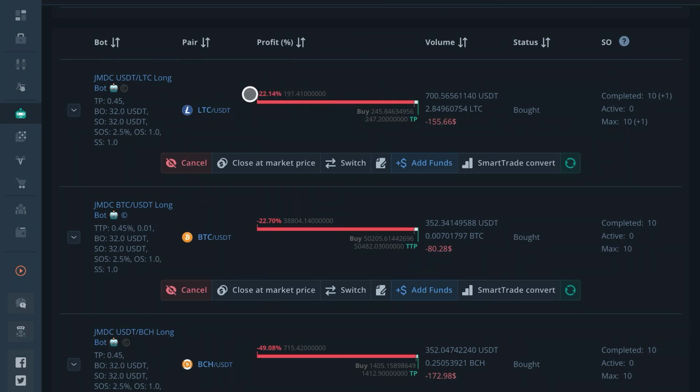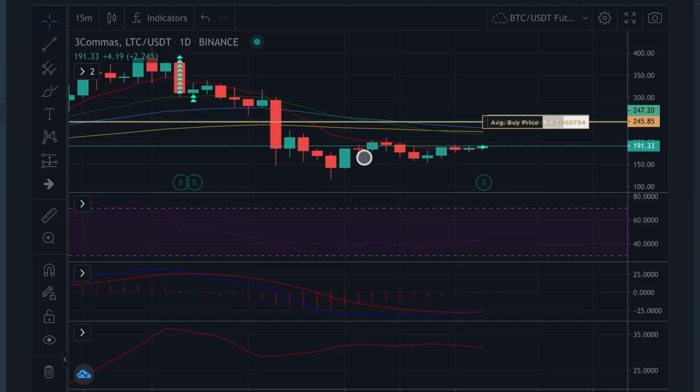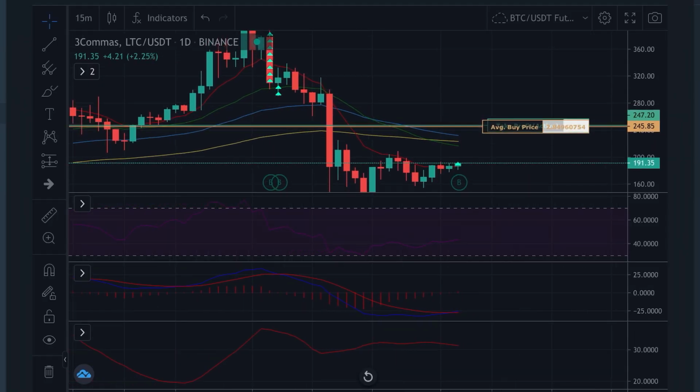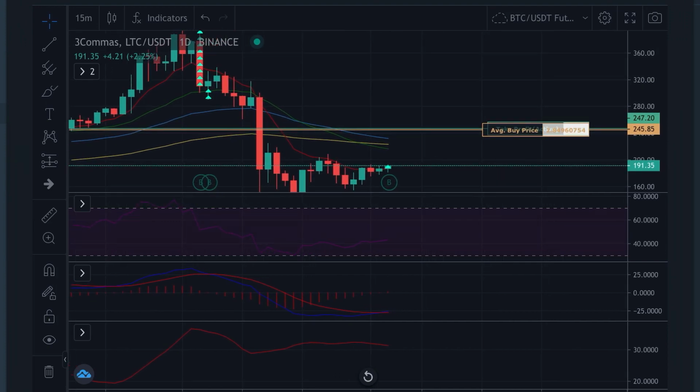Here you can see now it reflects minus 22%. By doubling the amount of money that we had in that trade, we're able to bring the take profit goal down. Now on the chart, we can see what the adjusted take profit price would be. Earlier, just a while ago, this line was up here and it was very far away from the current market price. Now it is very close to the current market price.